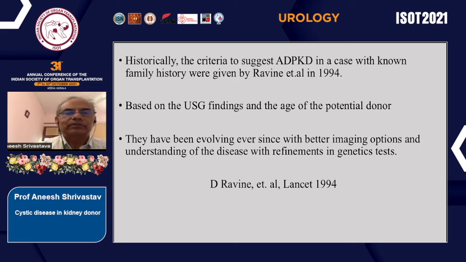So first, talking about the common situation, historically, we all were using the criteria given by Ravine, published in Lancet way back in 1994. That was based purely on ultrasound findings and the age of the potential donor. Since then, we all know there have been refinements and advances in molecular tests involved and better imaging options like CT and MRI. So I'll take you through that journey and then we'll see how we are today.